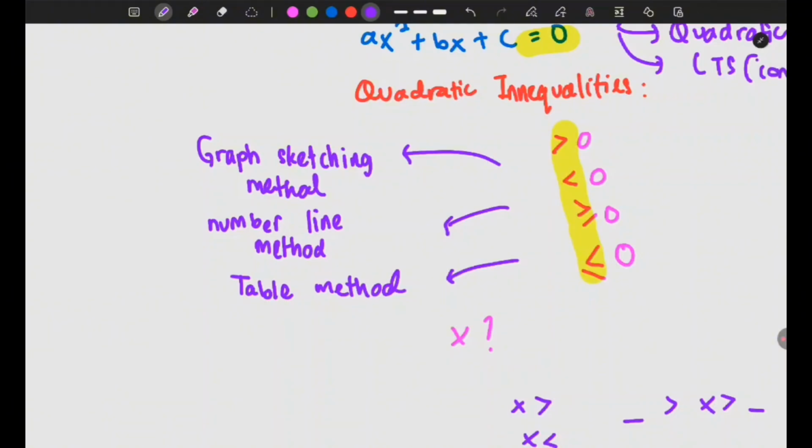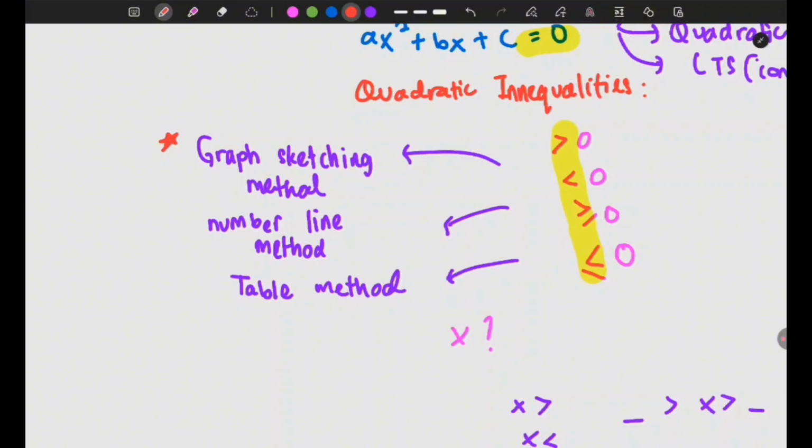And the most common and the most favorite method used by the majority of students is the graph sketching method. Graph sketching is the easiest method compared to number line and table, so they will use this. But can you just choose which method you want to do, like graph sketching or number line or table? The answer is yes, you can, if the question didn't mention anything.